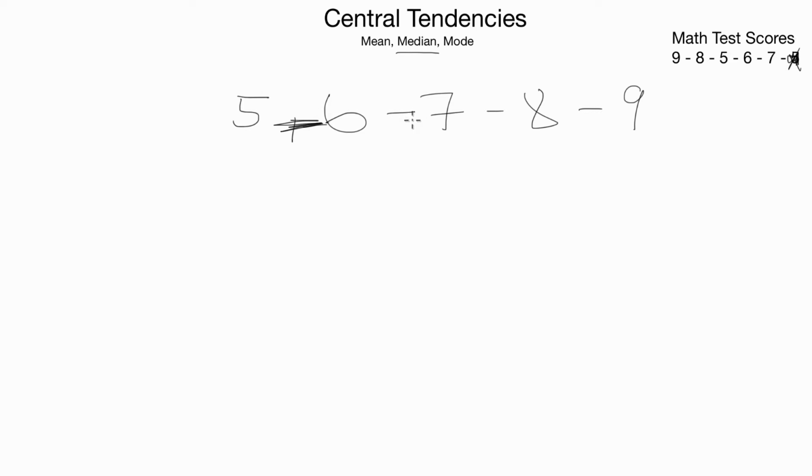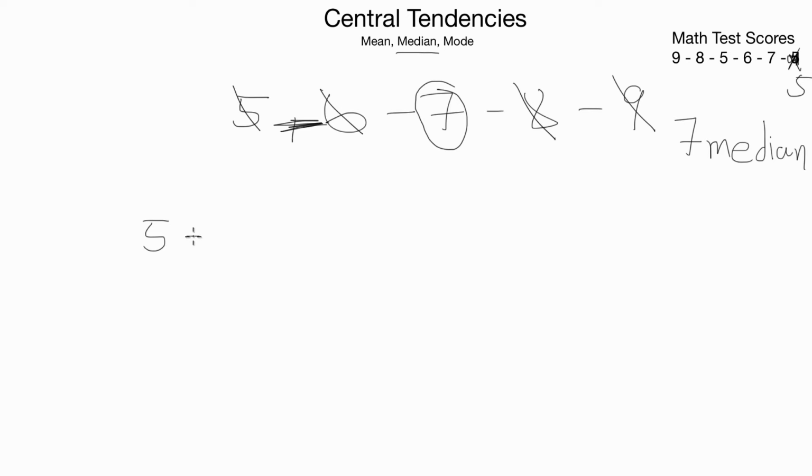And to find the median, all you have to do is cross off a number on each end of the list. So we cross off 2 numbers here and 2 numbers here, and we're left with 7. So the median here is 7. Now in reality, however, we had one more score. So we have 1, 2, 3, 4, 5, and 6 scores.